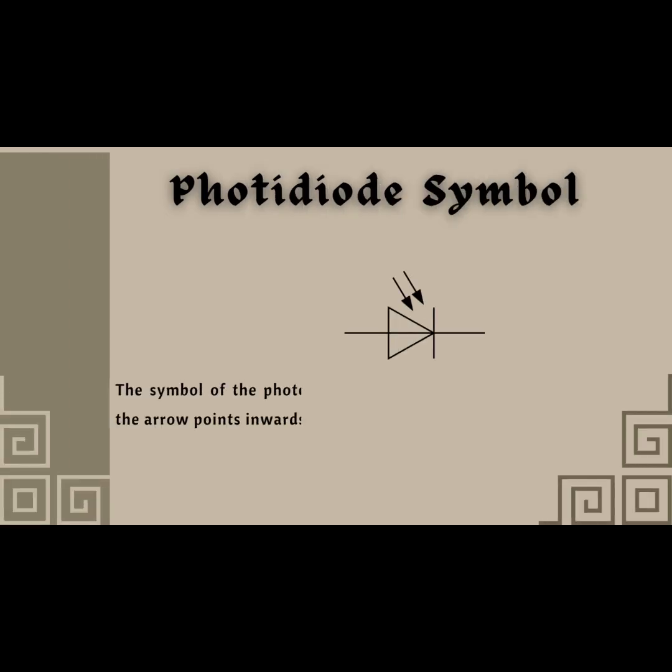Okay, next. This is a photodiode symbol. The symbol of a photodiode is similar to an LED, but here the arrow points inward.